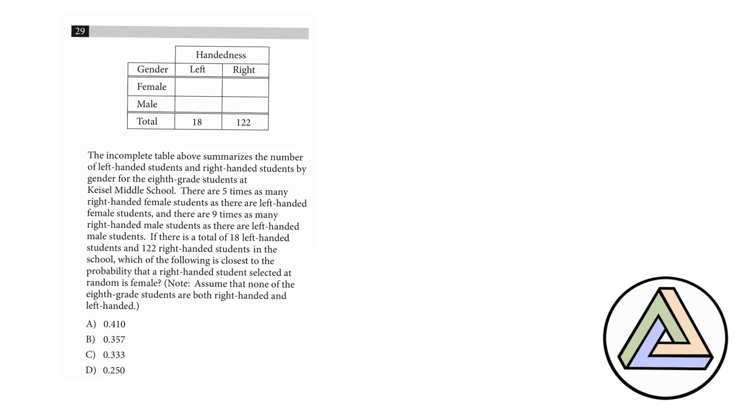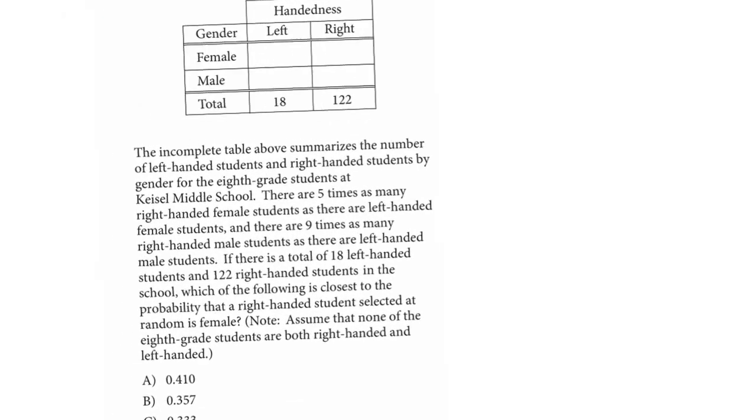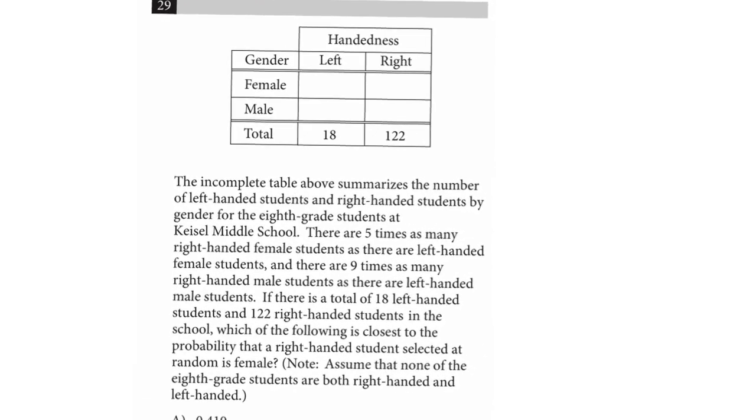The incomplete table above summarizes the number of left-hand students and right-hand students by gender for the 8th grade students. So it's incomplete. There are 5 times as many right-handed female students as there are left-handed female students. So the females are here. Based off of that info, I think I'm just going to fill in the table right now because it's incomplete, so you might as well just fill it in.